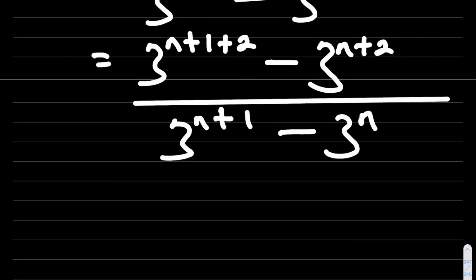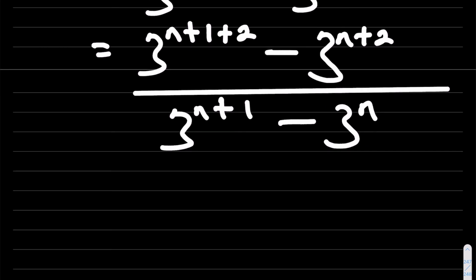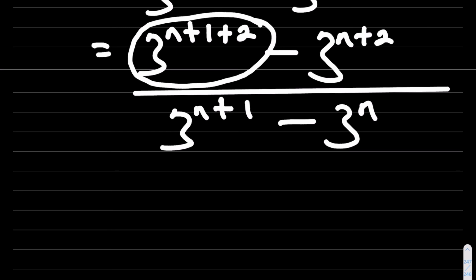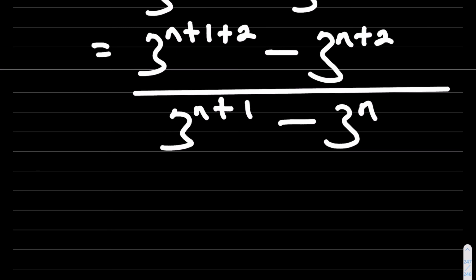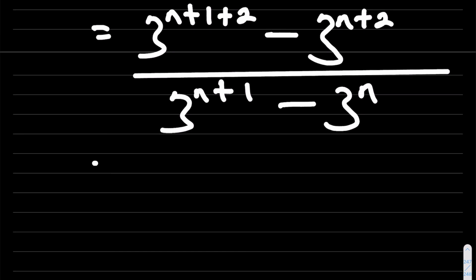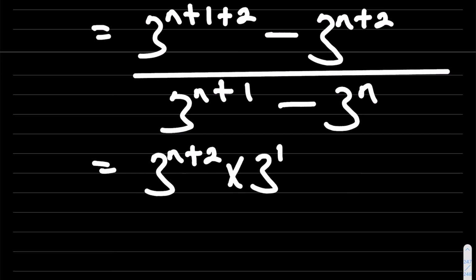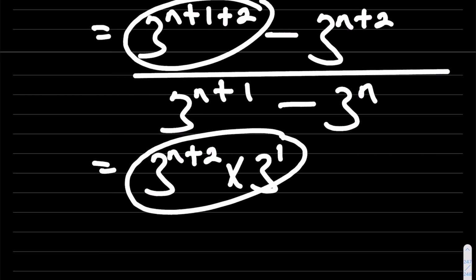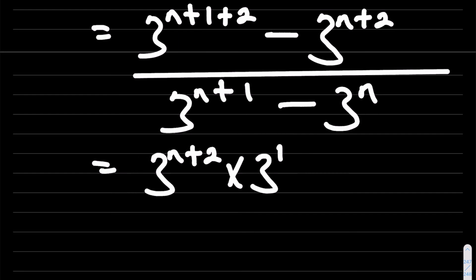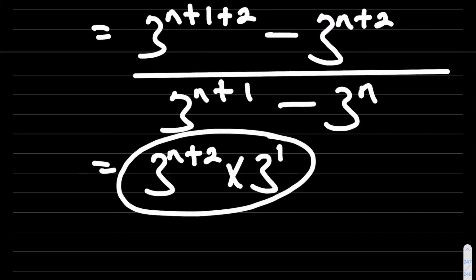to power n. Now I can see that I can also make 3 raised to power n plus 2 out of this. So 3 raised to power n plus 1 plus 2 is the same as 3 raised to power n plus 2 times 3 raised to power 1. Yes, this is the same as this. I'm just writing it this way so that there can be a common term between it and this one.